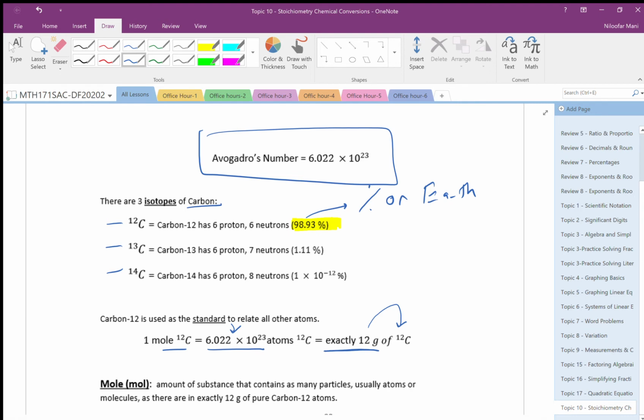So we have three isotopes. What does isotope mean? Isotopes are three forms of carbon which have the same number of protons but different numbers of neutrons.